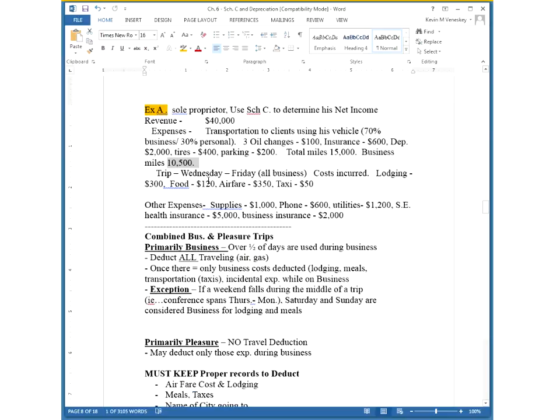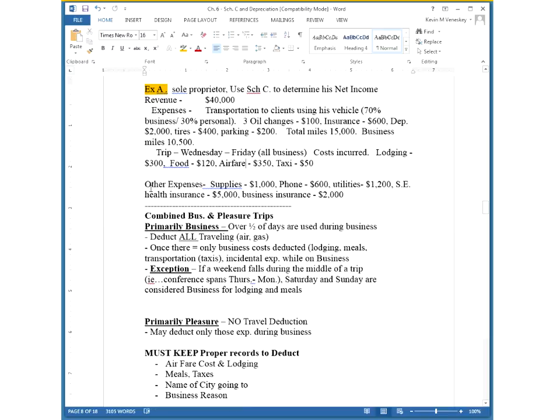And then we've got these other costs that we're going to look at, all of them. Lodging, fine. Food, that's going to be one, but don't let us trip it up. Remember, food, you're only allowed 50%. Airfare is fine, taxis fine, and a couple others, these are non-trip things, but things we had throughout the year. Supplies, fine deduction, phones okay, utilities is fine.